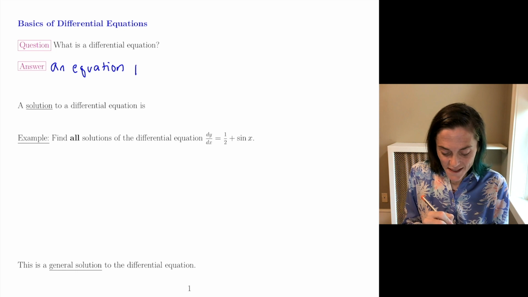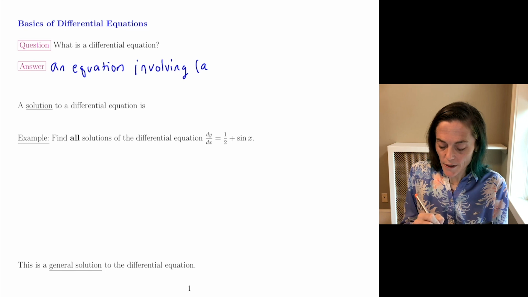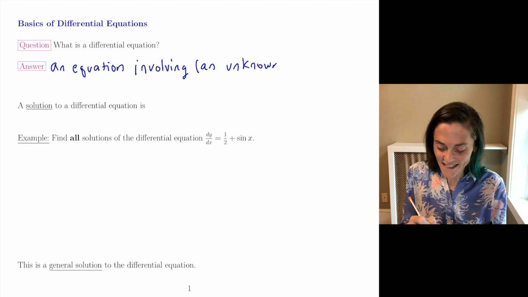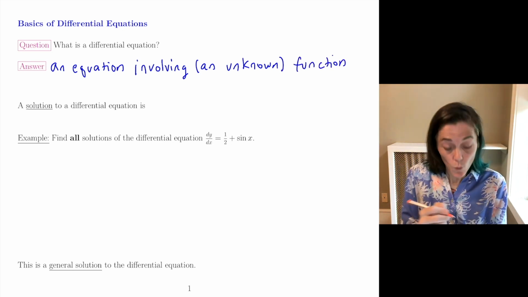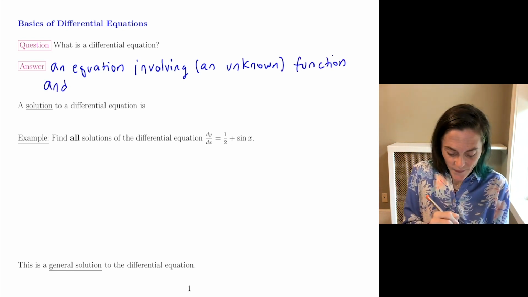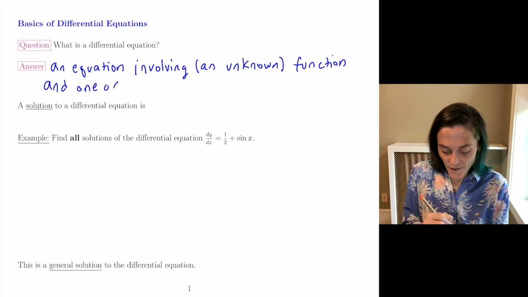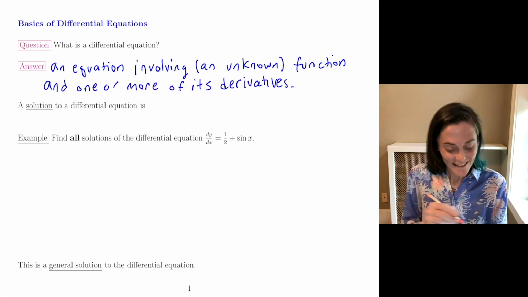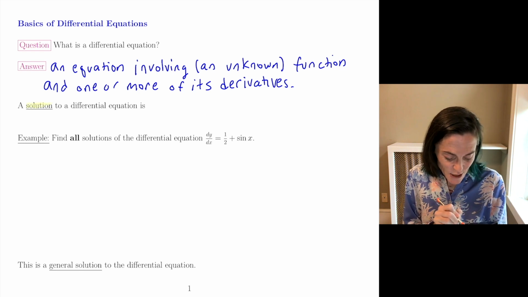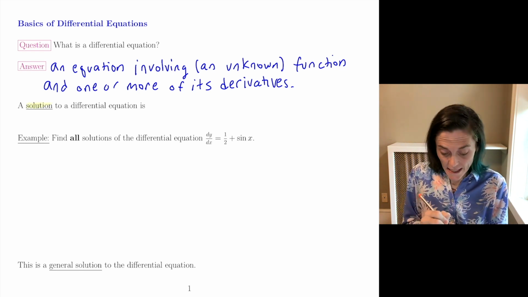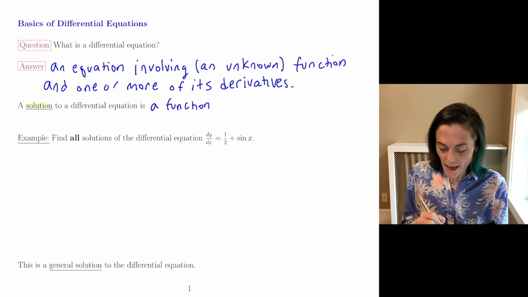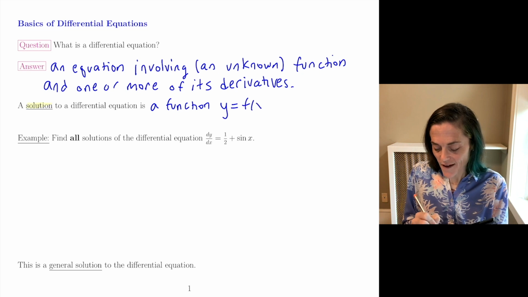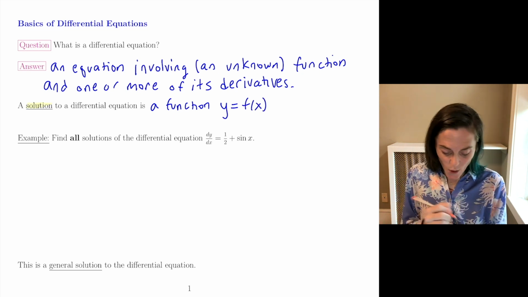And this involves, I will put this an unknown part in parentheses, but we have some unknown function and one or more of its derivatives. Now, a solution to a differential equation, well, this is a function. Say we have y is some function of x that satisfies the equation.